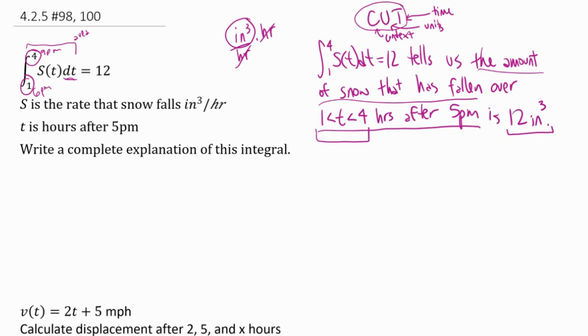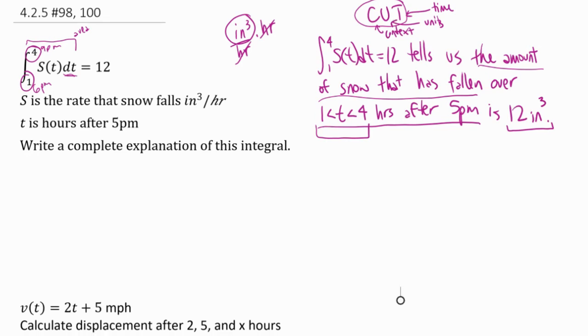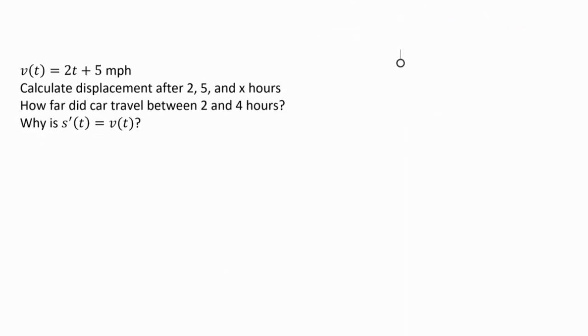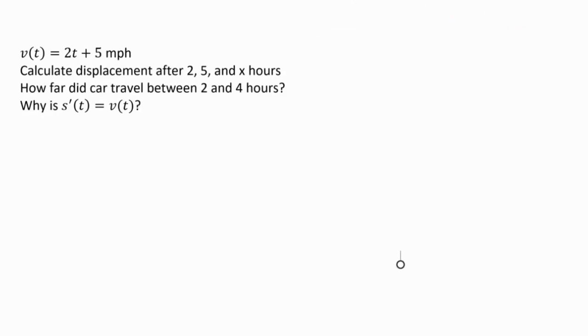I've got inches cubed. Now, if they didn't tell us that it was 12, then I would just say the integral tells us the amount of snow that has fallen from 1 to 4 hours after 5 p.m. in inches cubed. And I would just leave it general if they did not tell us what the answer was. But they told us the answer is 12, so I wrote 12. All right, so here is another accumulation problem, actually, we're given velocity and we're going to calculate the displacement after 2, 5, and x hours.